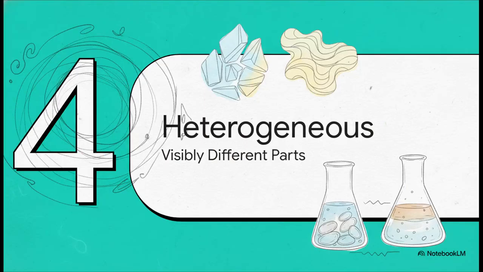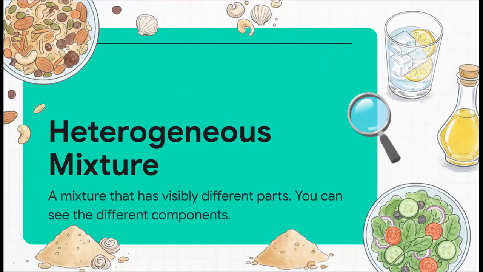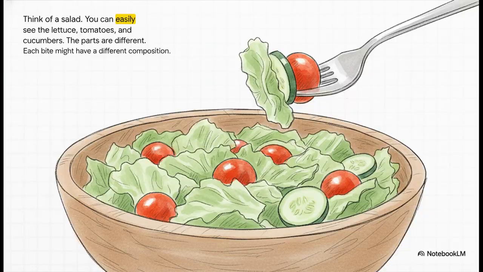All right, so if homo means same, you can probably guess what hetero means, right? If you said different, you are 100% correct. Let's talk about heterogeneous mixtures. So yeah, a heterogeneous mixture is pretty much the opposite. It's one where you can actually see all the different bits and pieces. The parts aren't uniform at all. It's chunky, it's lumpy, and it's not trying to hide it. The best way to picture this is just to think of a salad.